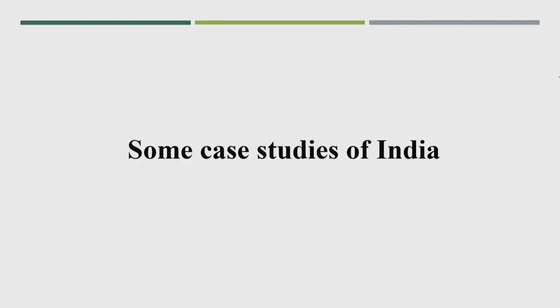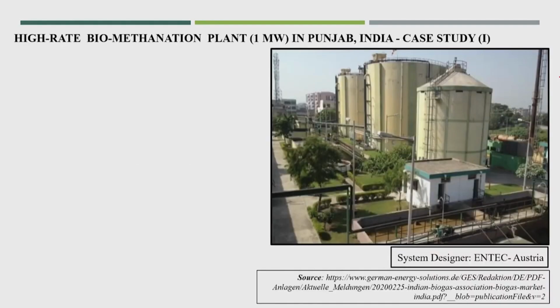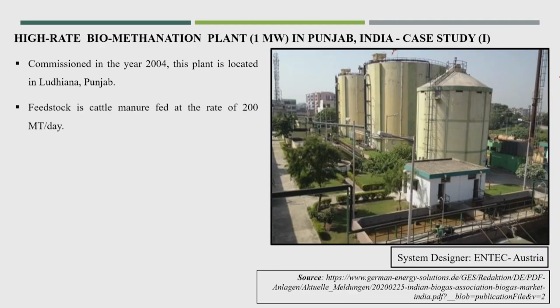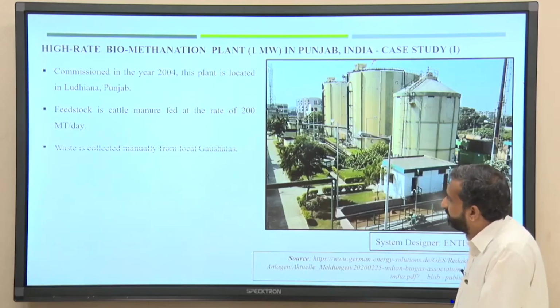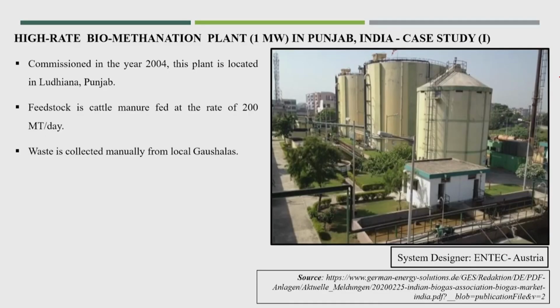Now, we will see one or two case studies in India. This is a high rate biomethanation plant, a 1 megawatt electricity production plant in Punjab, India. This reactor has been designed by Entec, Austria, and was commissioned in 2004. This plant is located in Ludhiana, Punjab. Feedstock is cattle manure fed at the rate of 200 metric tons per day, which means it is a very big unit. Waste is collected manually from the local Gaushala and fed into the reactor.